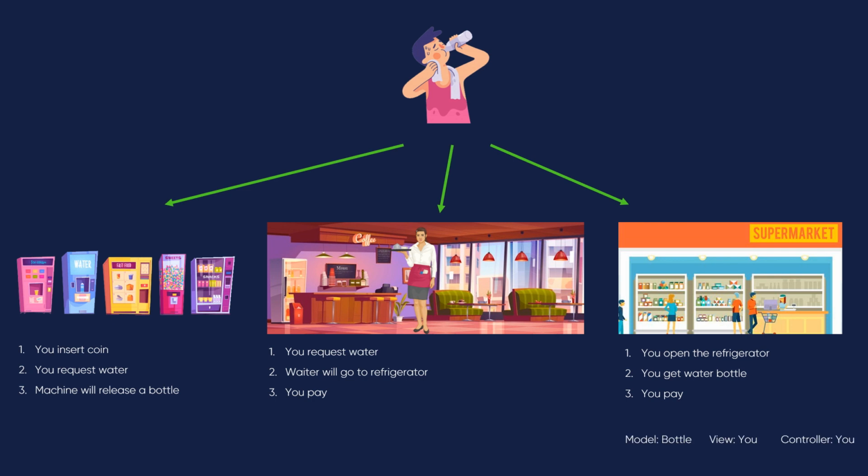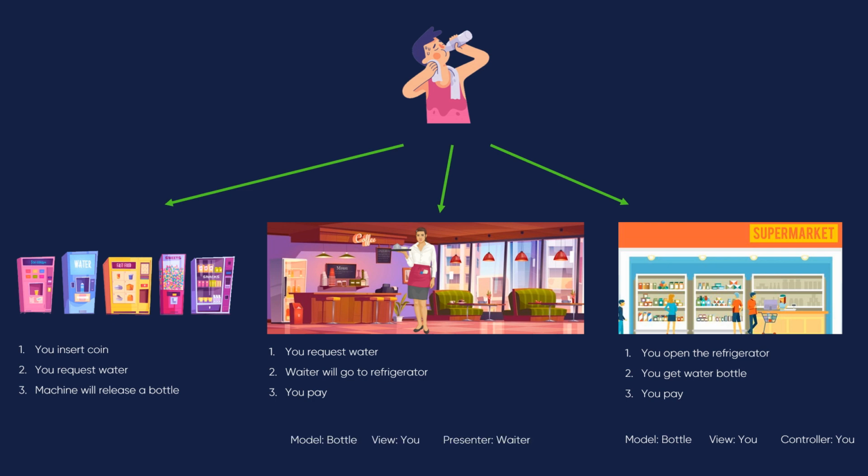The first one, you are the view, and the model is the bottle, because you are requesting. What is the thing you are requesting? You are requesting a bottle of water. So the model is the bottle, the view is you, and the controller is you, because you go, you open the refrigerator, you get the water bottle, and you pay.